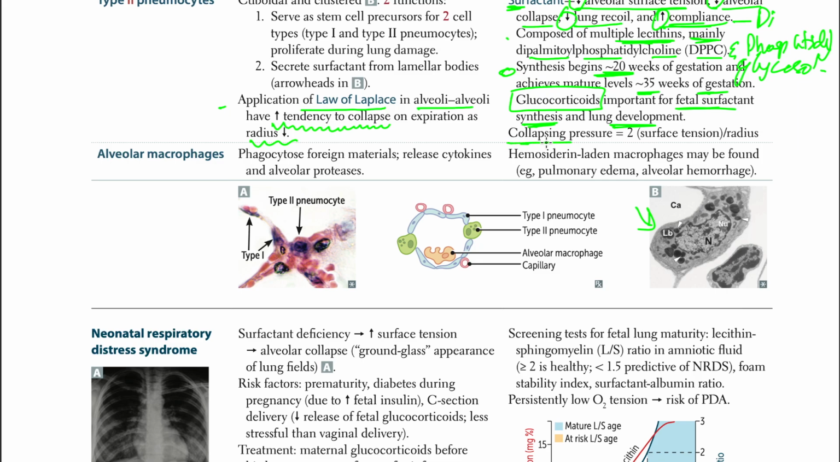Collapsing pressure equals 2 times the surface tension divided by the radius. That's the collapsing pressure. So the whole hallmark here is type 2 pneumocytes doing two things and also secreting surfactant. There are two surfactants, DPPC and phosphatidylglycerol. And yeah, pretty much that's what we have in type 2.